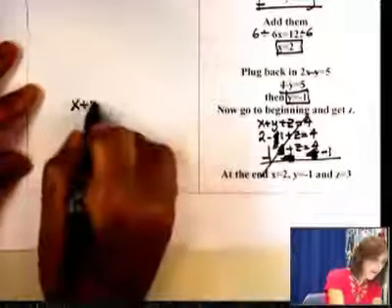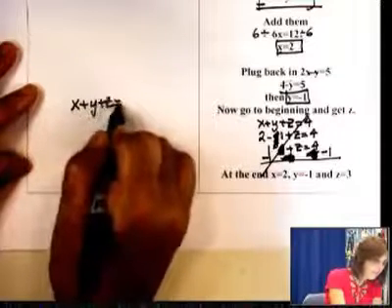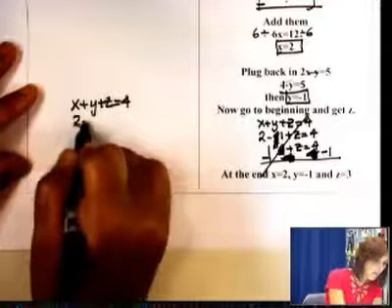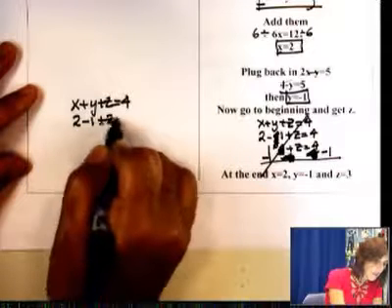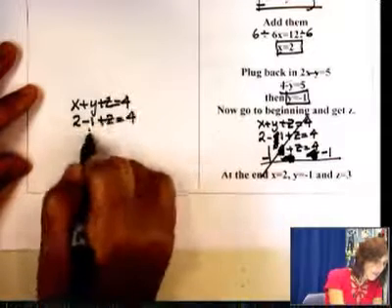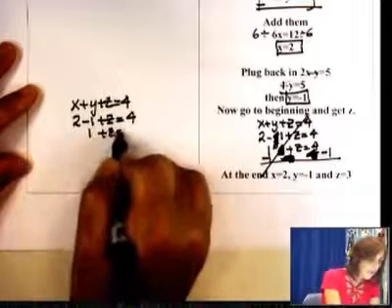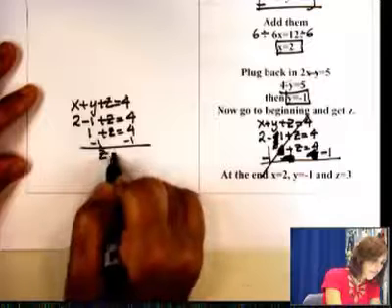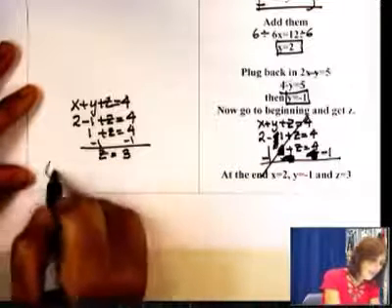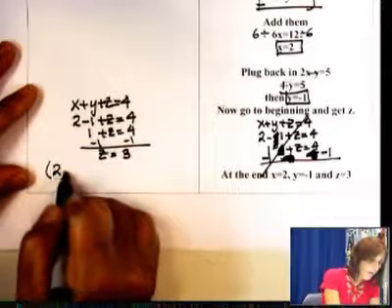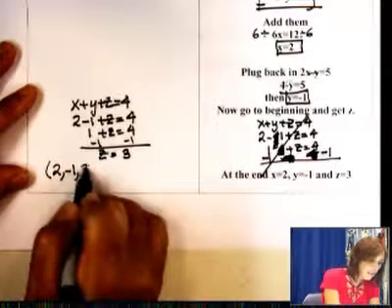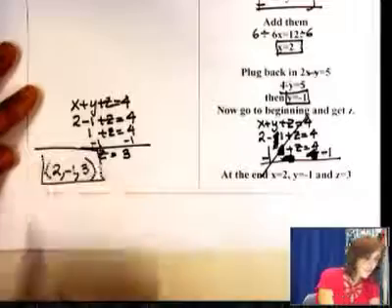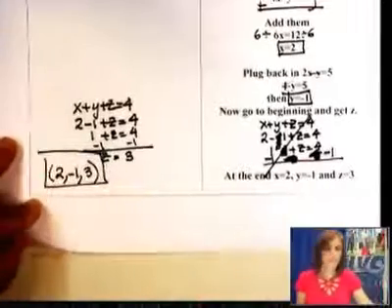x plus y plus z equals 4. So I have 2 minus 1 plus z equals 4. That's 1 plus z equals 4. Subtract 1, then I'll have z equals 3. So at the end, what do I have? I have x of 2, y of negative 1, and z of 3. And that's your answer. Okay, very good.